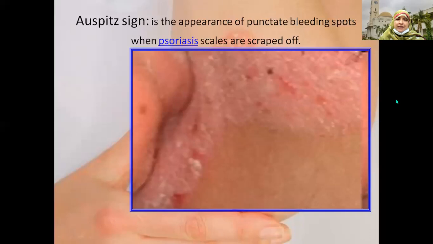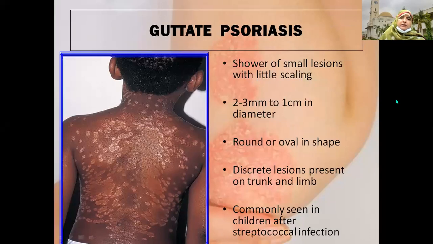Now, Auspitz sign is the appearance of punctate bleeding when you scrape up the top scale. Then we have another type that is known as guttate psoriasis. As I told you, it is aggravated by different infections, especially in children when it's secondary to streptococcal sore throat. What happens is that a person who already has a stable plaque psoriasis suddenly has a shower of small lesions on the trunk and abdomen with little scaling.